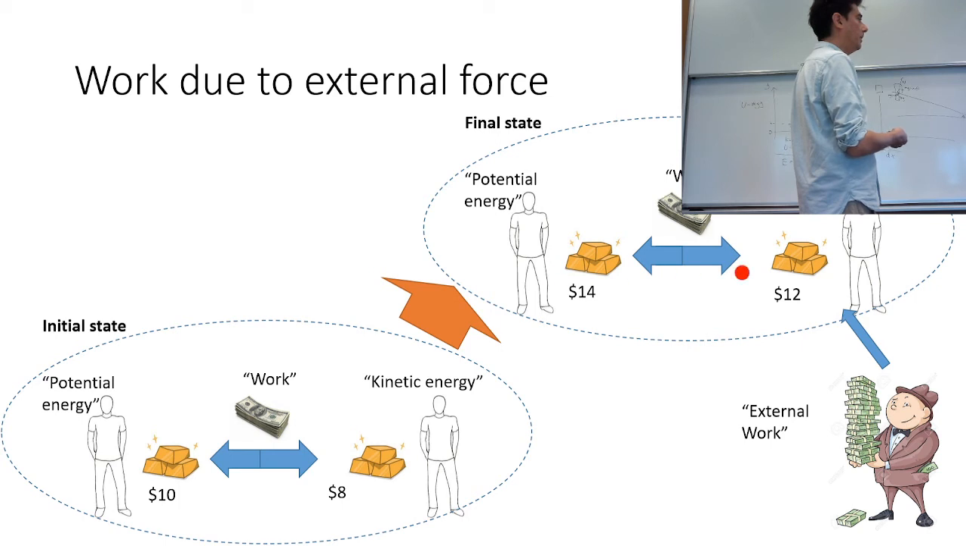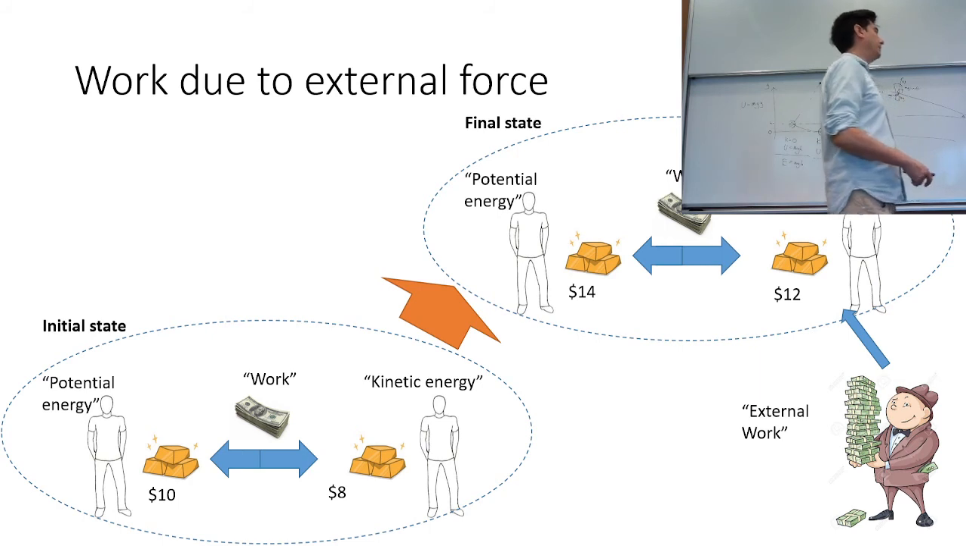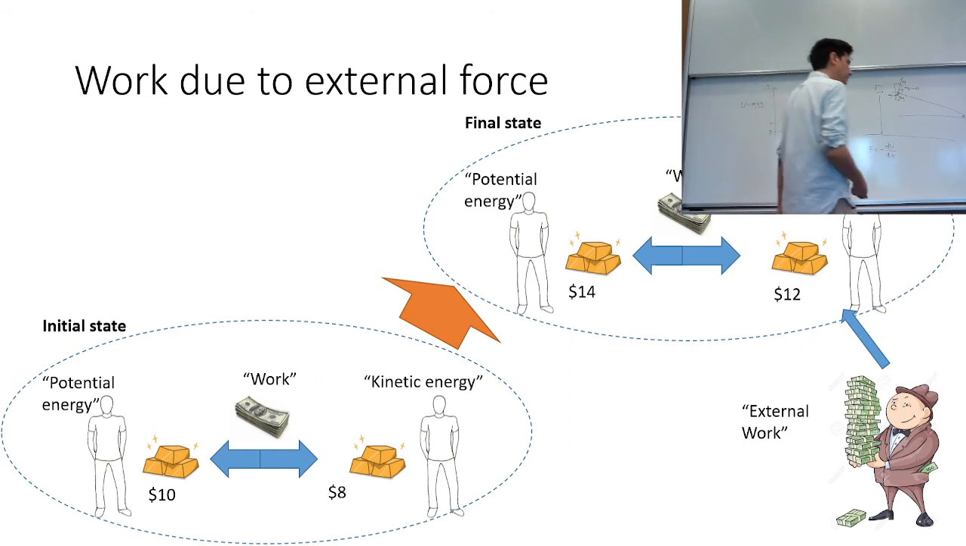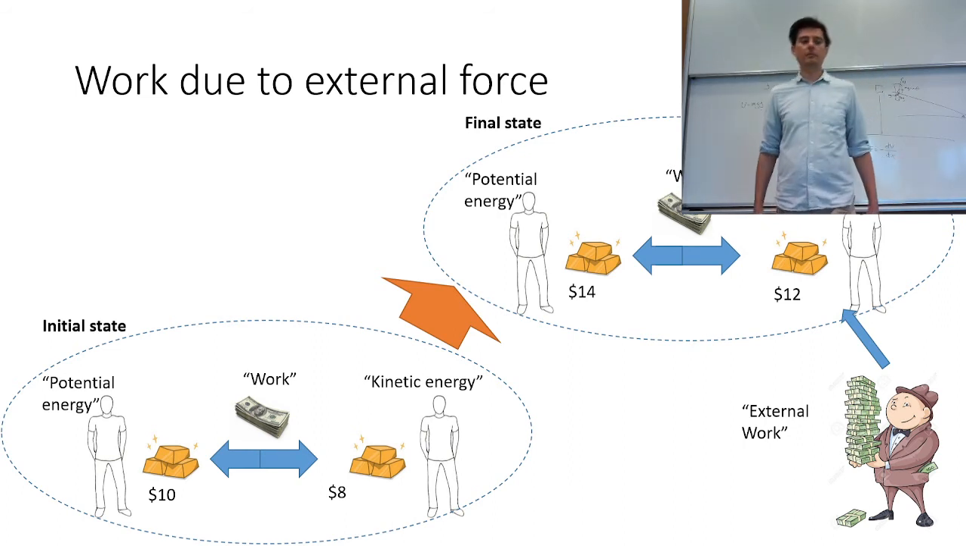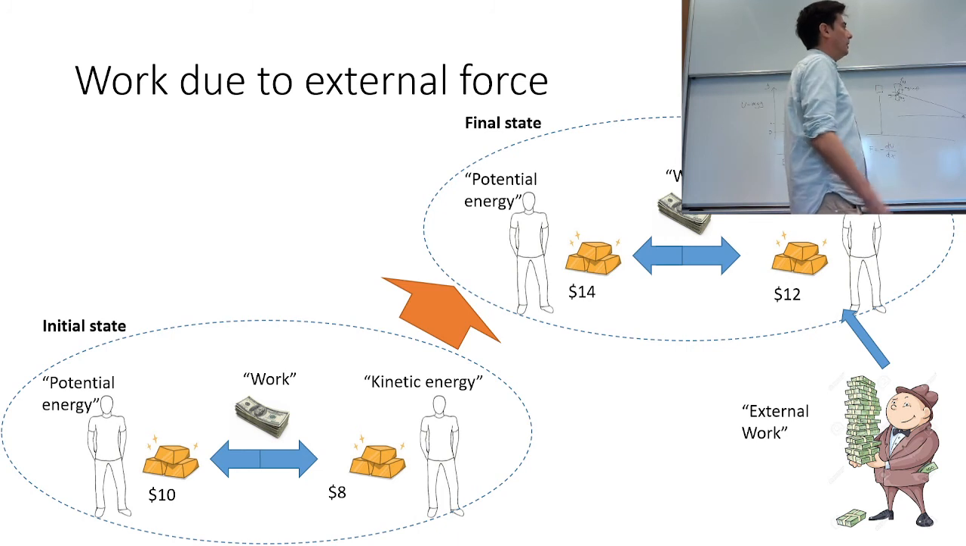Now that doesn't stop these guys transferring energy or transferring money between them. They can still do that. So perhaps this $14 here is partially due to this guy giving this guy this potential energy money, partially due to some exchange here, but nevertheless, whatever process happened of work between the potential energy, if you look at the total here, it's gone from $18 to $26, so the rich guy has given these guys $8, obviously. So this is basically what we're talking about with the external work.